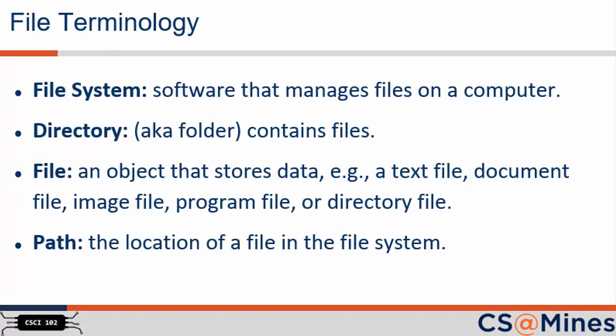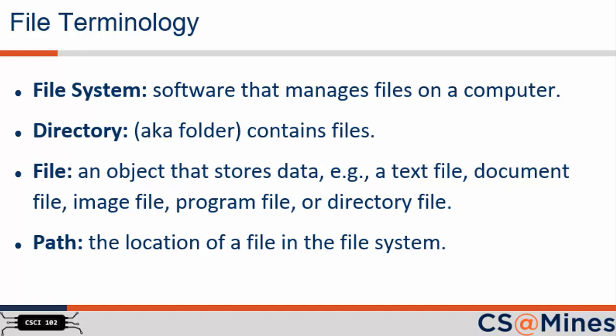Okay, let's now dive into the file system structure. To start, we're going to need to define some file terminology. All of these terms are used frequently in computer science, so they're good to know. The file system is the software on a computer that manages files. This software controls how files are stored, as well as how files are retrieved. In today's world, most people interact with the file system on a computer using a graphical user interface, such as Finder on Mac or File Explorer on Windows. Some people, however, interact with the file system through the command line via the Linux terminal.